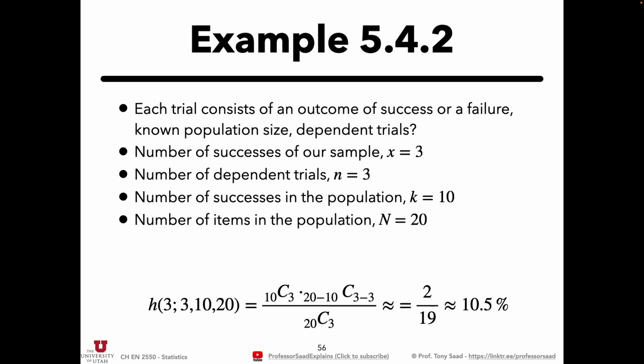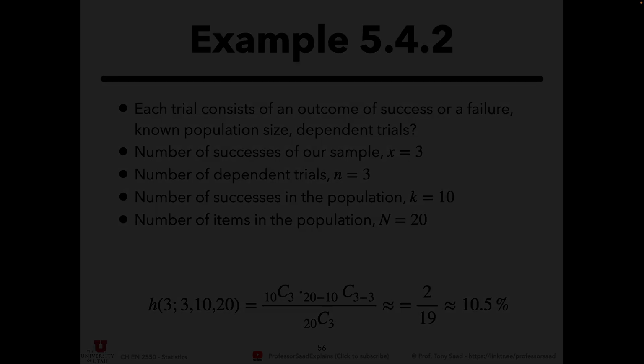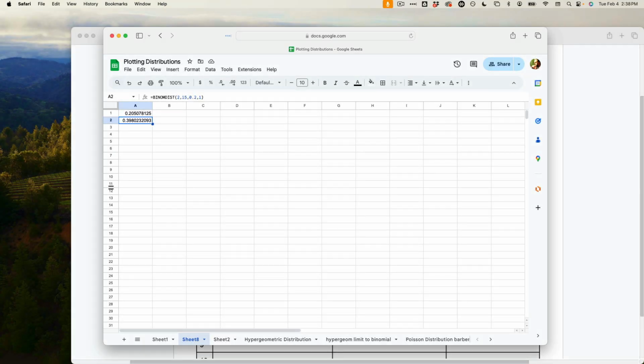Okay, so we can check that this is a hypergeometric distribution. We have an outcome, success or failure. Trials are dependent on each other because you're not doing replacement, etc. So you run this and this is the formula you need, a hypergeometric distribution exactly at 3. You have 3 trials, 10 successes, and 20 items in the population. So you can do this in Google Sheets.